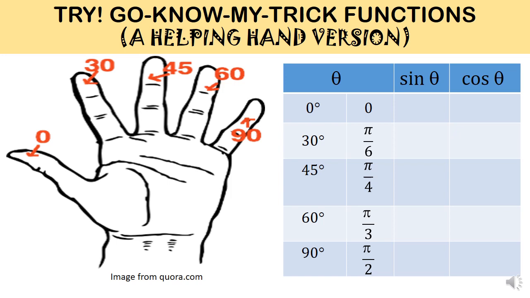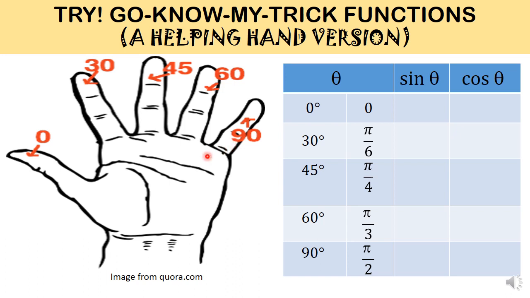easily? Here, we have trigonometric functions, a helping hand version. What we will do is assume that on the palm, so get your palm ready. Each finger represents our familiar or popular angle. So the thumb here is 0. Then we have the index finger, that's 30 degrees. The middle finger is 45, the ring finger is 60 degrees. And the cutest finger, the pinky finger, is the 90-degree angle.